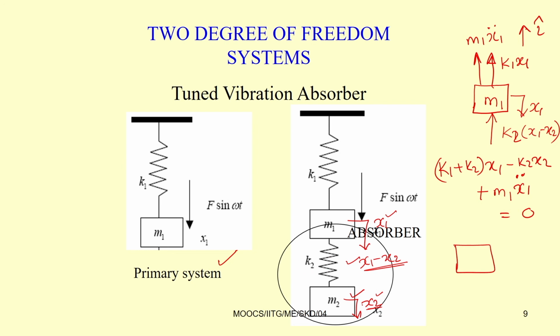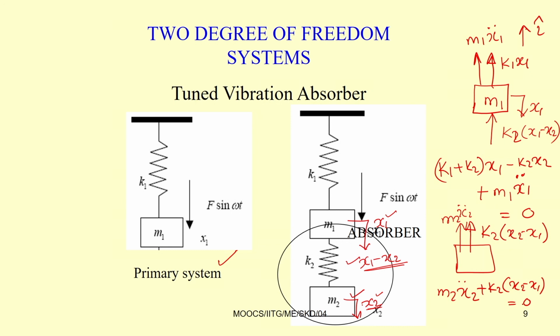Similarly, now for the second mass, only the spring force is acting. If we are putting it in this direction, the spring force can be written as K2 into x2 minus x1. It could have been in the downward direction K2 into x1 minus x2, or in the upward direction K2 into x2 minus x1. Similarly, by putting the inertia force m2 x2 double dot, we can write the equation m2 x2 double dot plus K2 into x2 minus x1 equal to 0.